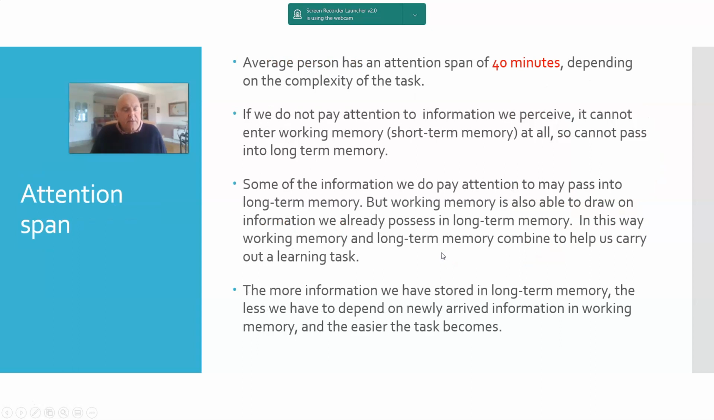So it turns out that when it comes to attention span, the average person has an attention span of 40 minutes on average, depending on the complexity of the task. So that must be hugely variable. And if we don't pay attention to information, then it can't enter our working memory, our short-term memory at all. And if it can't enter working memory, then it can't pass into long-term memory, which is really where we want our knowledge to be.